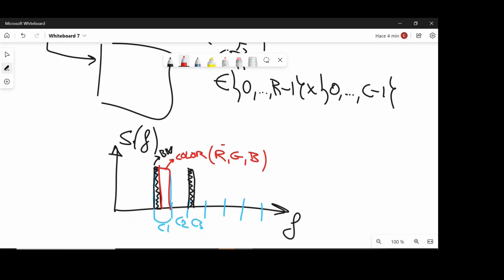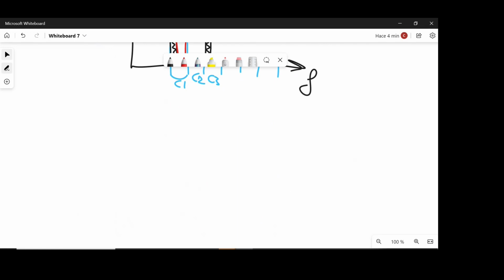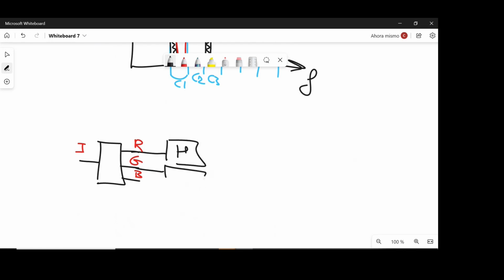You're engineers, so you have to think in terms of systems. You have an image. This is our image. And you split it into three channels. This is I. Red, green, blue. And now we have a histogram operator. So this is the histogram of this, histogram of this, histogram of this. So you split the image into three channels.